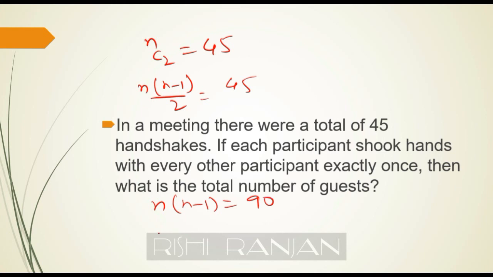Which means n into n minus 1 is equal to 90. Now what are these numbers? This will be 10 into 9 equal to 90. So n is equal to 10. There are 10 people in the room.